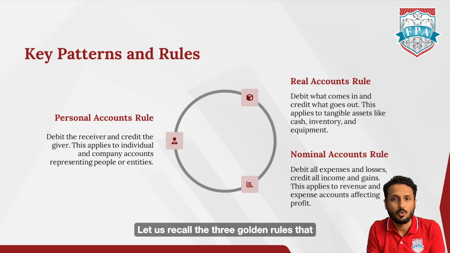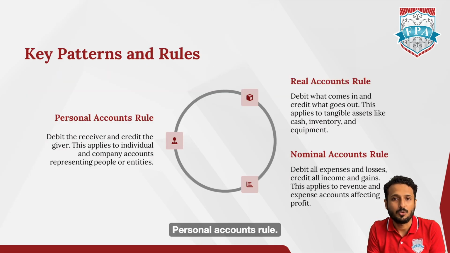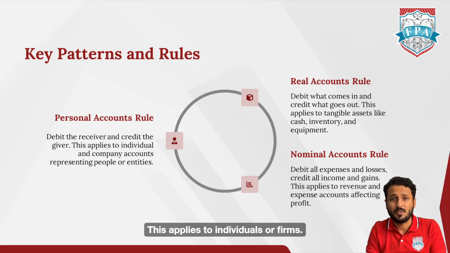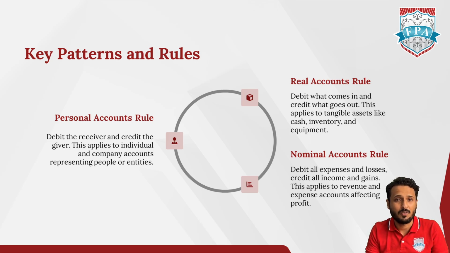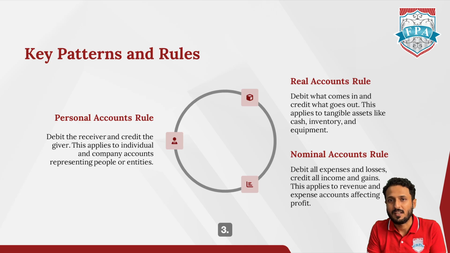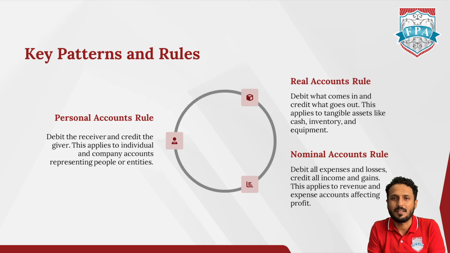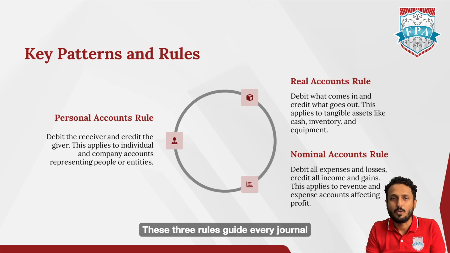Let's recall the three golden rules that apply to every journal entry. 1. Personal accounts rule. Debit the receiver and credit the giver. This applies to individuals or firms. 2. Real accounts rule. Debit what comes in and credit what goes out. This applies to assets like cash or machinery. 3. Nominal accounts rule. Debit all expenses and losses. Credit all incomes and gains. This affects the profit or loss. These three rules guide every journal entry we record in accounting.